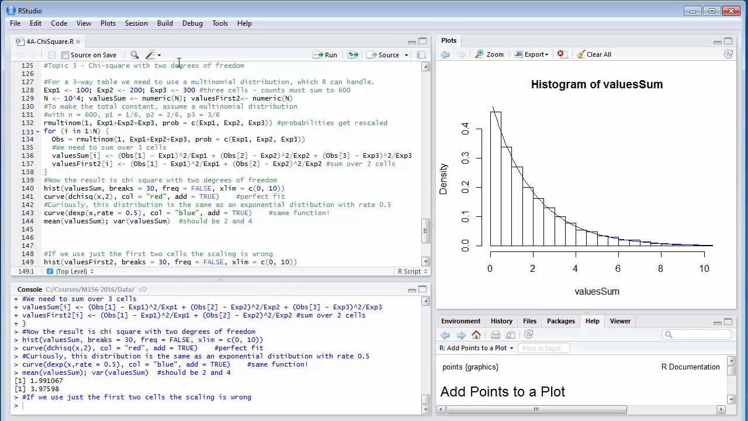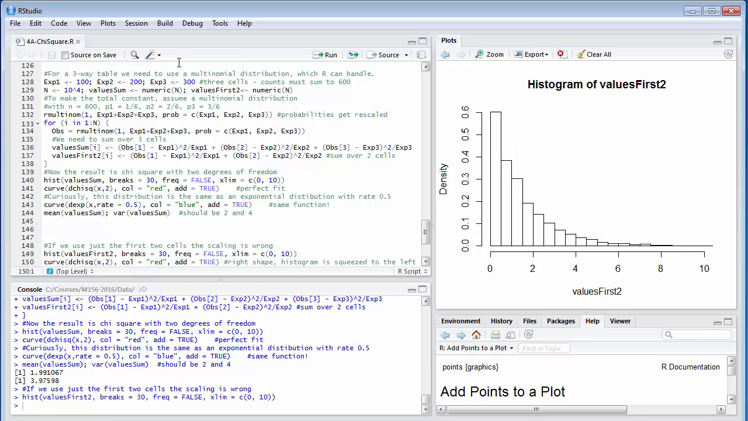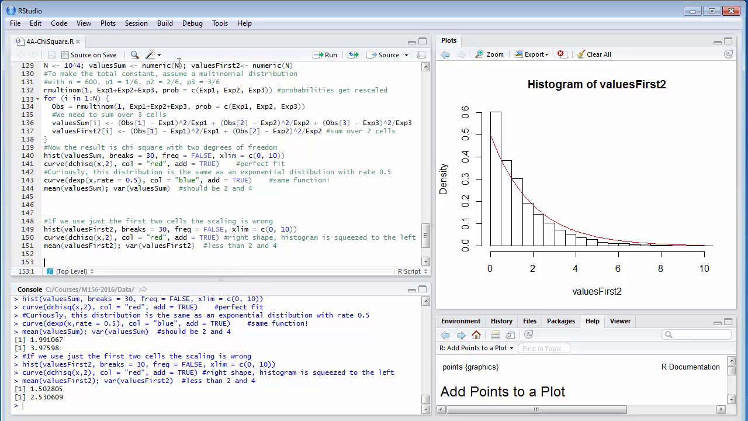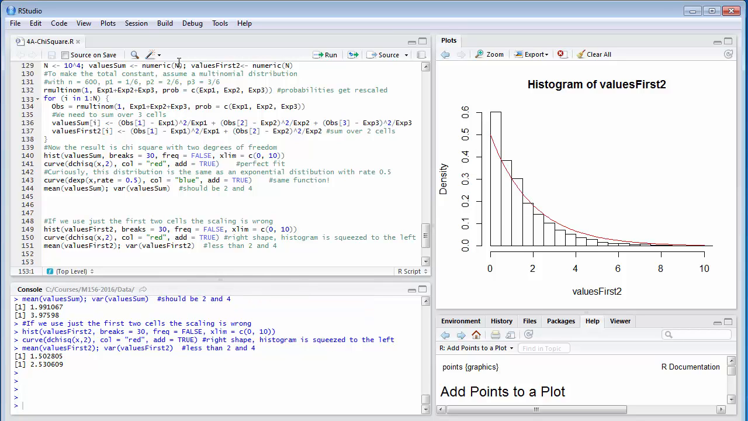If I use just the first two cells, the histogram looks fine, but again, it lies to the left of and under the chi-squared curve. That means we just didn't scale up enough. The values are systematically too small. And sure enough, if you look at the mean and variance, they're significantly less than 2 and 4. It's the contribution from the third cell that fixes that. So now you've got an idea of why you sum over all the cells in the table, and this script is finished.